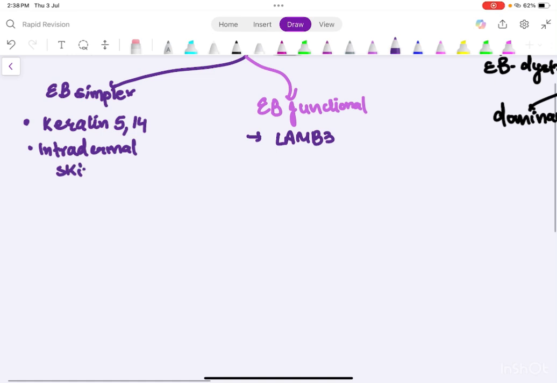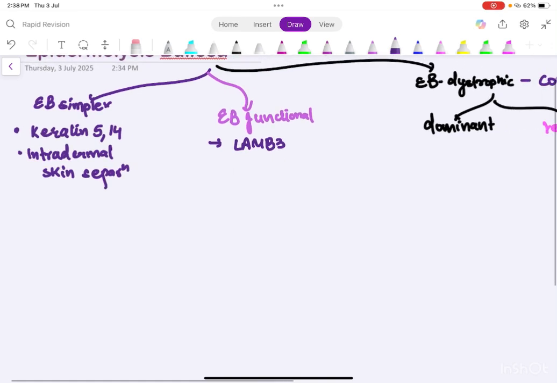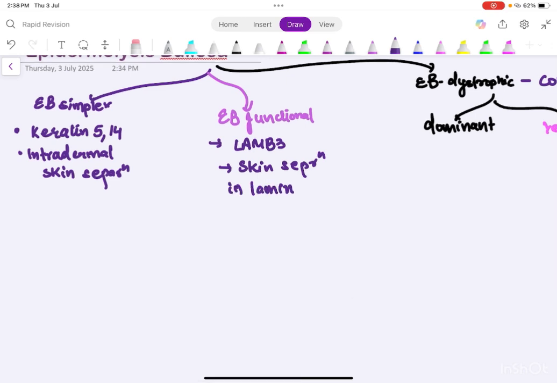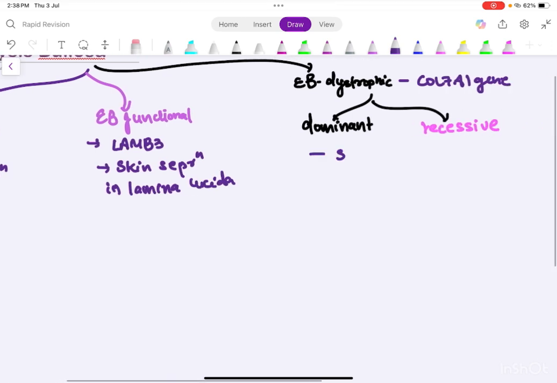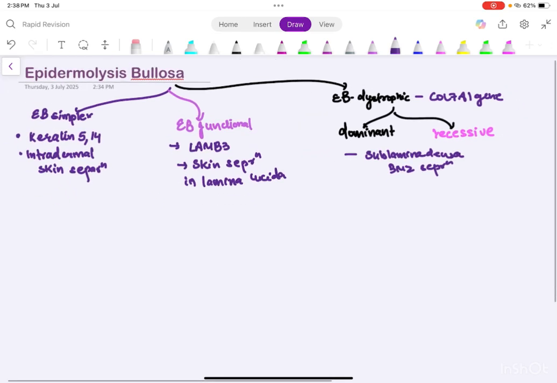Now over here we have intradermal skin separation. In epidermolysis bullosa junctional, we have skin separation in the lamina lucida. And here we have sublamina densa basement membrane zone separation. Now let's talk about the features of each.